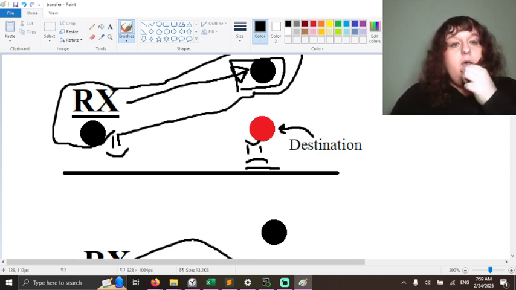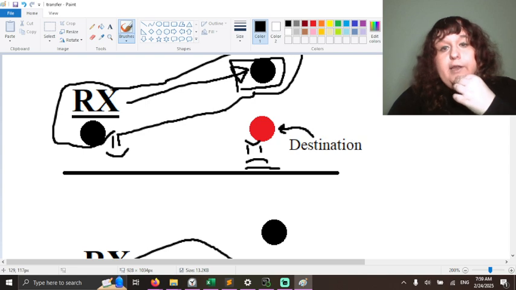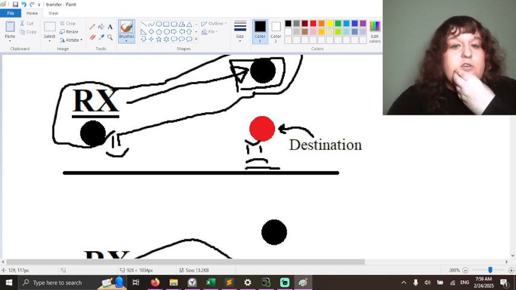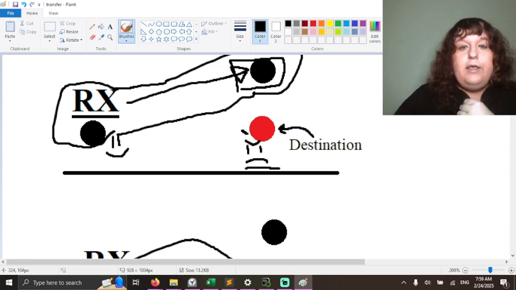Now, I hope that's a good way to understand it. And honestly, you shouldn't get mad at either pharmacy, but the one to get mad at if you end up getting frustrated is this one.